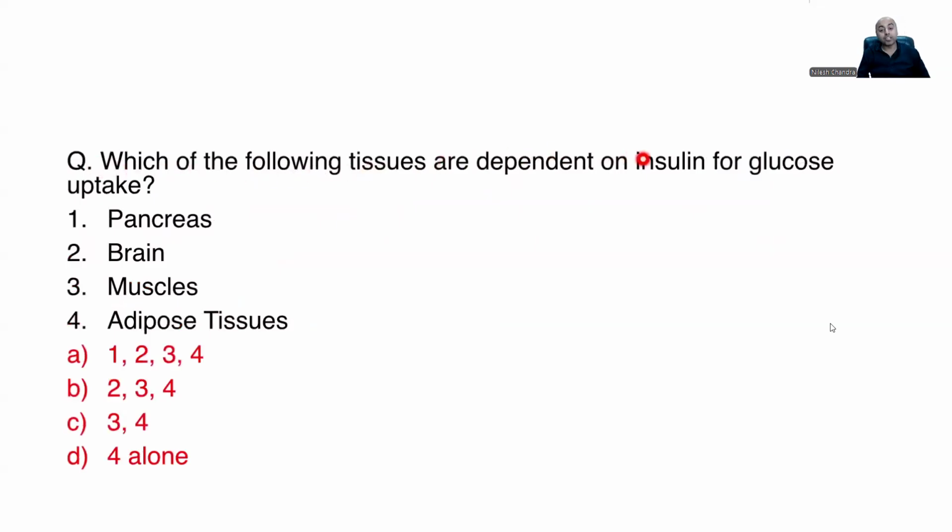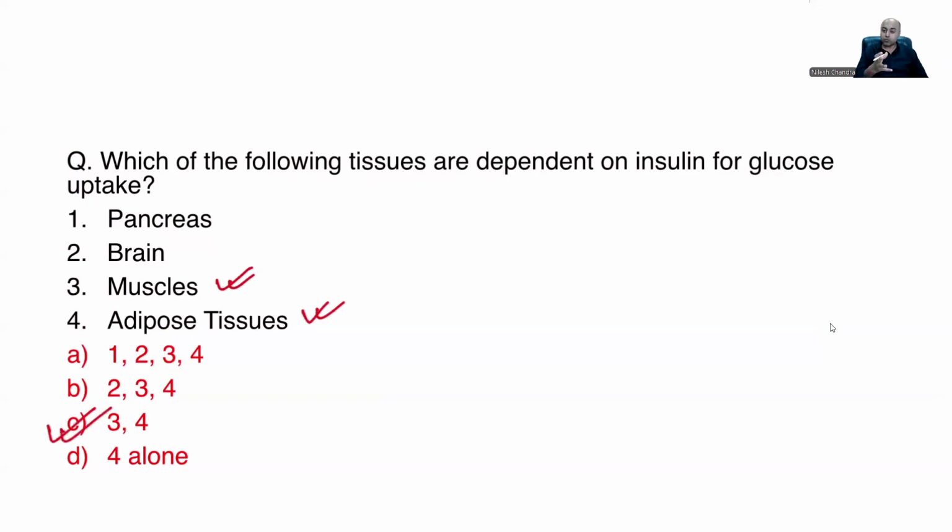Which of the following tissues are dependent on insulin for glucose uptake? Your options are pancreas, brain, muscle, adipose tissue. You have to remember only two sets of tissues which are dependent on insulin for glucose uptake in excess. These two are adipocytes and muscles, both cardiac and the skeletal muscle. So your correct answer should include only 3 and 4, which is option number C.